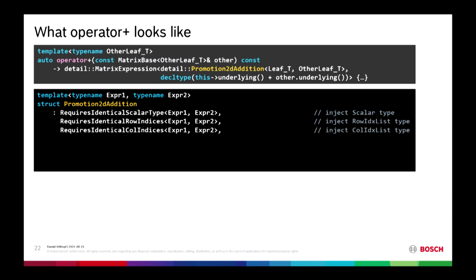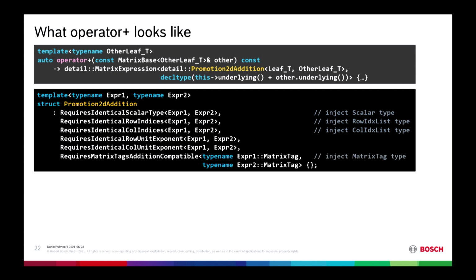Then we require identical row and column indices, not units. And these two base classes also inject the resulting row index list type and the column index list type. Then we also require identical row and column unit exponents. And last but not least, we require that the matrix tags are addition compatible. That's what I explained earlier.